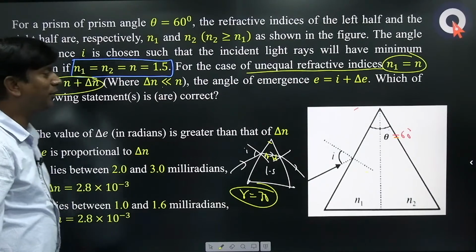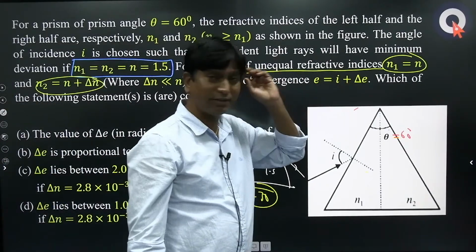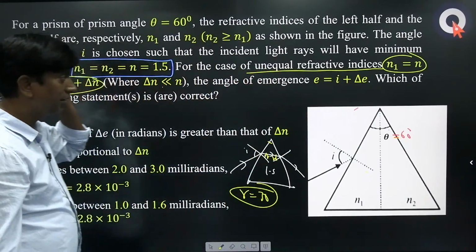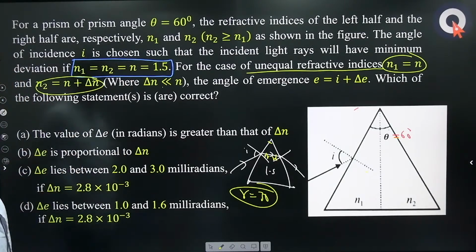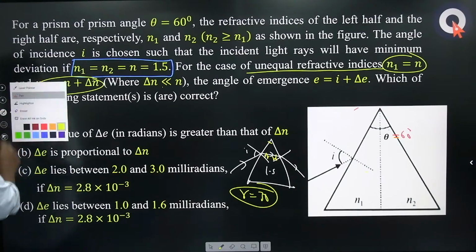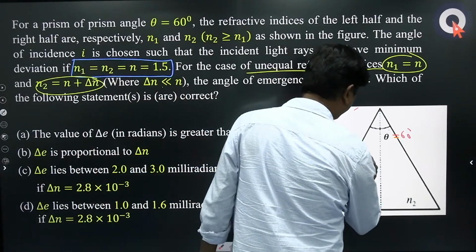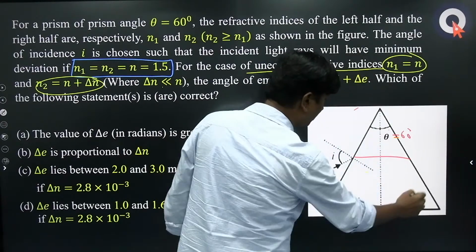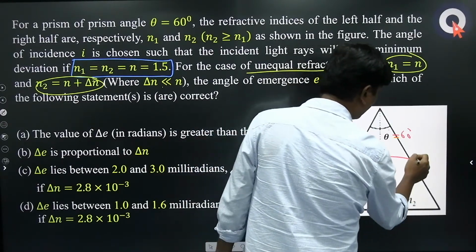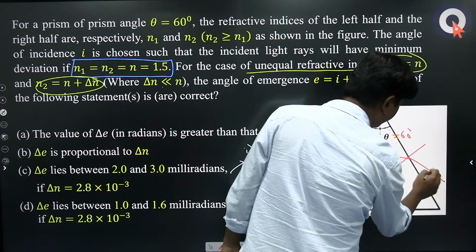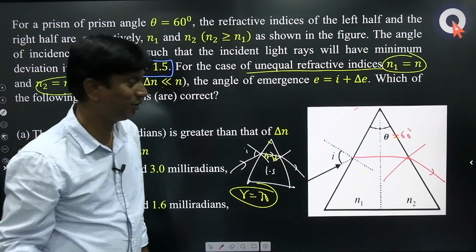That time the angle of emergence E is equal to I plus delta E, right? And which of the following statements is/are correct for that? So here we take it like this. First it was going normal, parallel to the base, right? Now what are the changes that you will be getting?